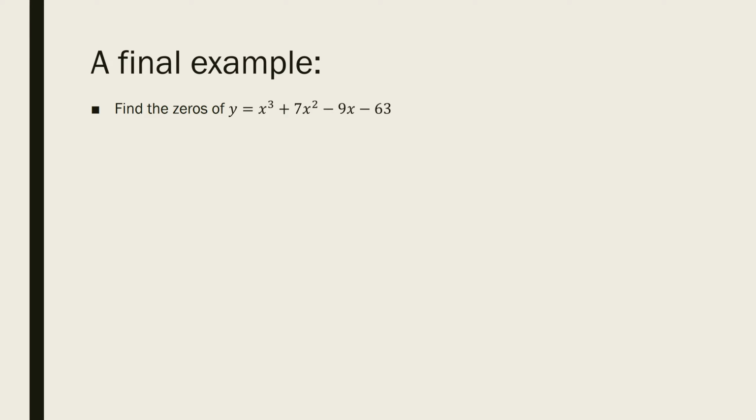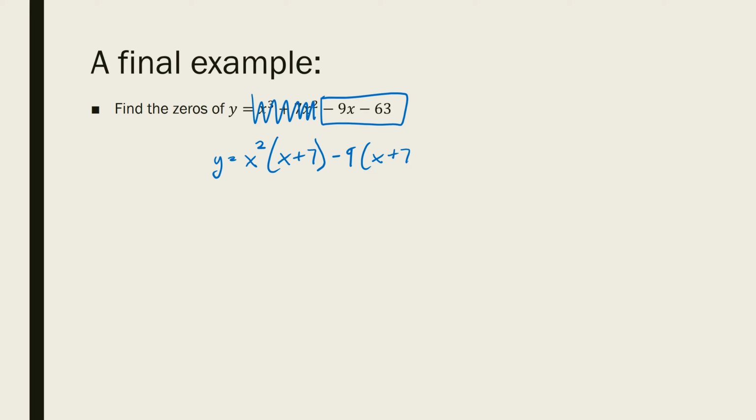Let's see if we can remember the steps. First, we're going to look at these first 2 terms. Ignore the second 2. We're just going to pull the GCF out of the first 2 terms. So that, in this case, is x squared, and I'm left with x plus 7. Great. Now let's do the same thing to the second 2 terms. The GCF here is clearly negative 9. That leaves me with x plus 7. And again, you can check your work. If you distribute back in, that really does get me back to here.